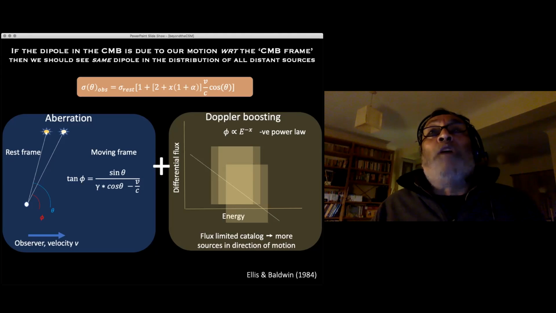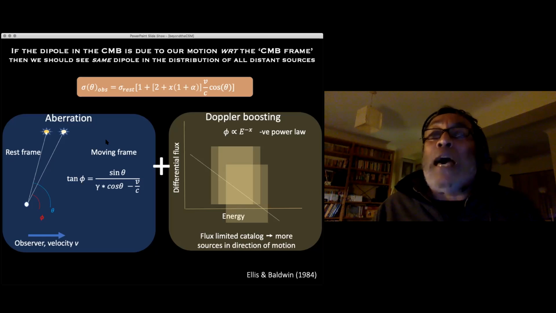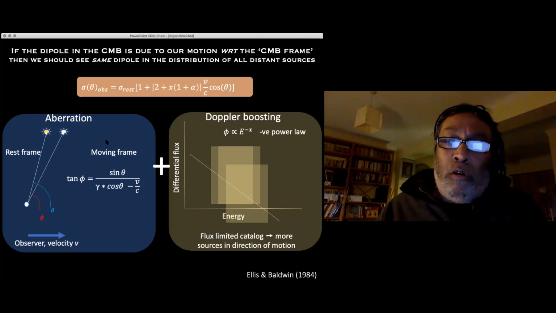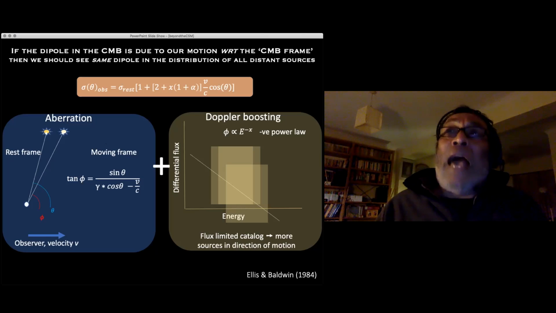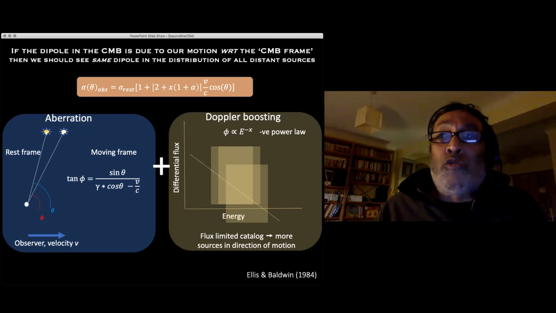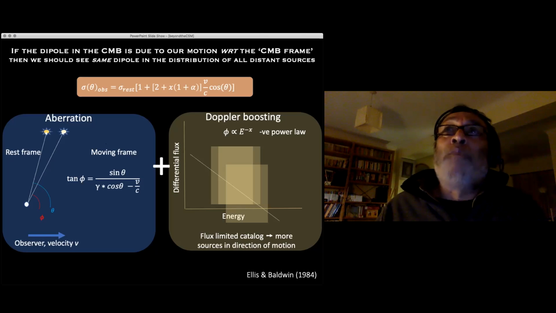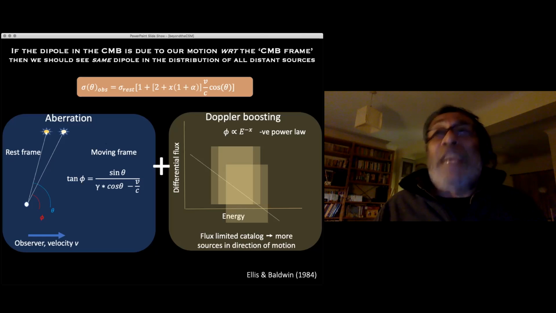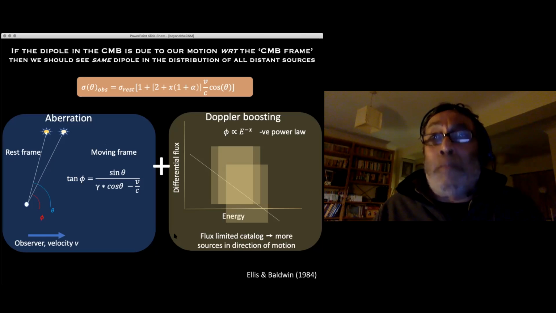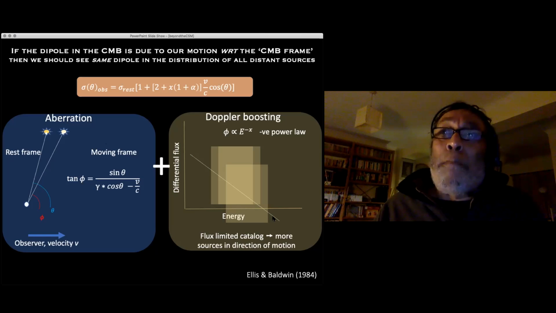Now, what Ellis and Baldwin pointed out is that the same aberration effect should happen for any distribution of sources on a sky, like the cosmic microwave background, its photons on a sky, but you should have the same effect with a distribution of objects at distant sources. Technically, you have to take account of the fact that the sources don't have a black body spectrum. They have usually a power law spectrum.